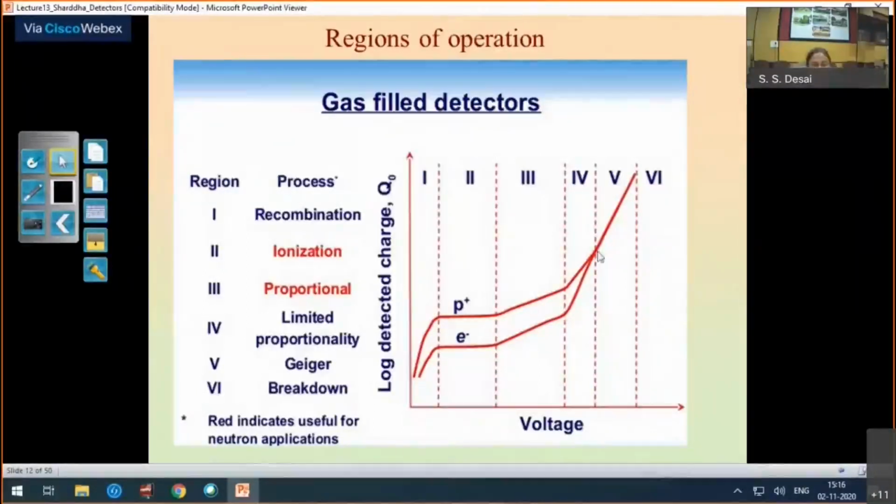So these are like 4-5 regions of operation in the detection volume. But for our convenience, for a good signal to noise ratio, for a good gamma discrimination, we will be using this proportional region for our detector use.